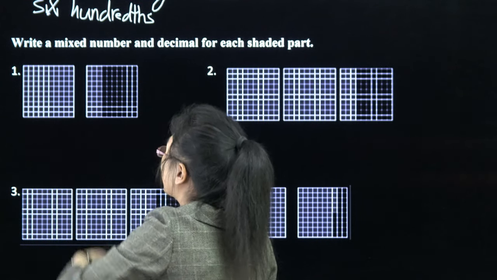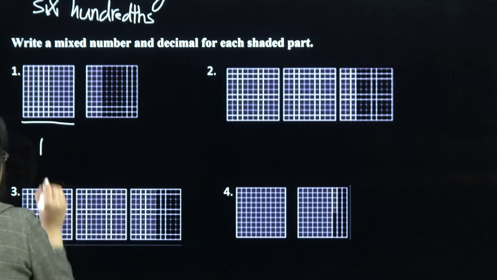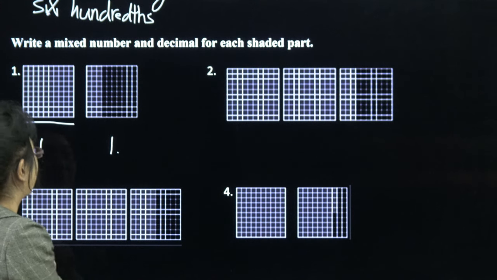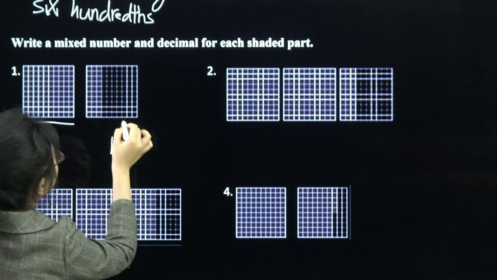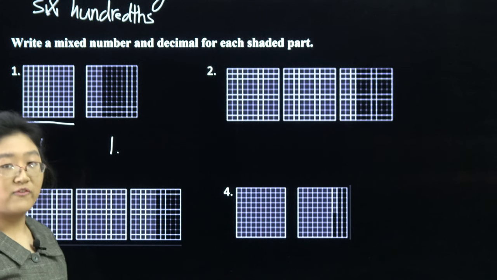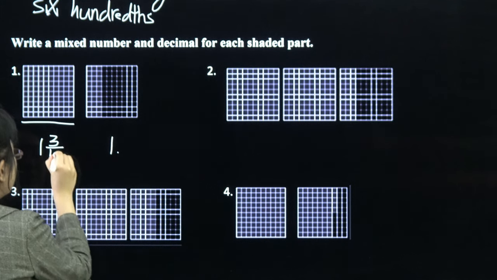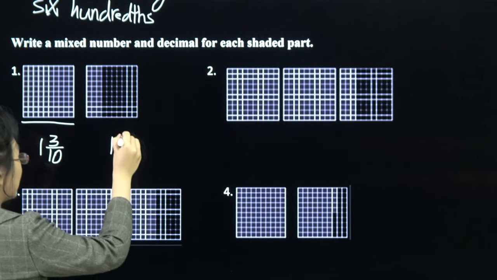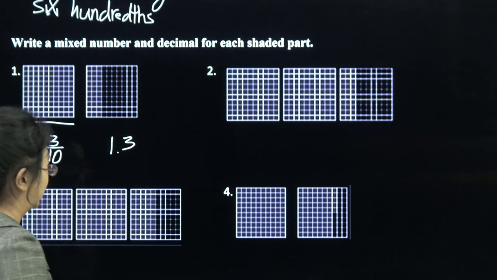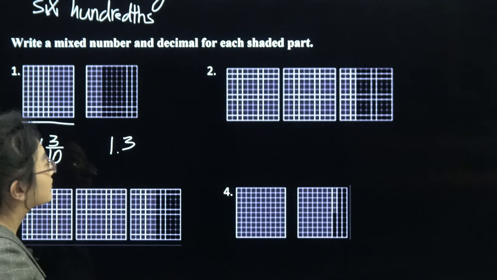Now, question number one. There's one whole, so we already have one on each bit. So this one's 1 point. You don't do anything with a one here. And this one is 30 over 100, which could be simplified into 3 over 10. So 1 and 3 over 10 would be the mixed number, and the decimal would just be 3 tenths, which is 0.3. 1.3, 1 and 3 tenths.